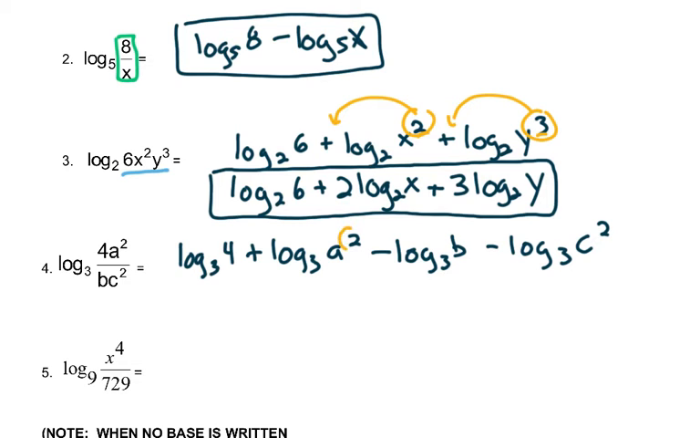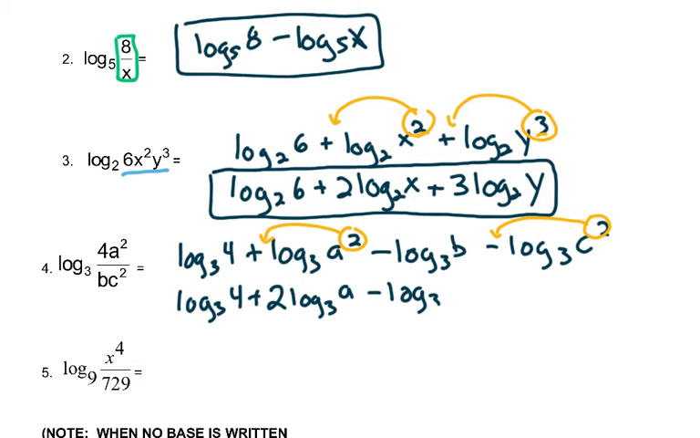My last step is I'm going to look at my exponents and bring my exponents down in front. So this should give me log base 3 of 4 plus 2 log base 3 of a minus log base 3 of b minus 2 log base 3 of c.